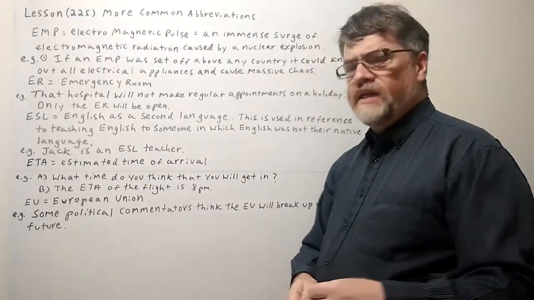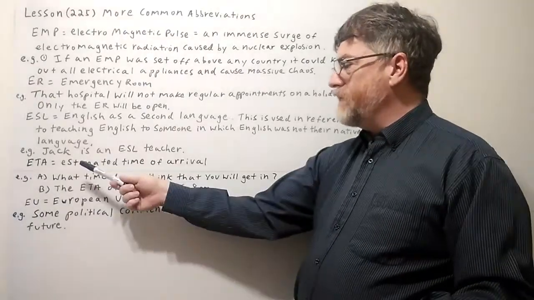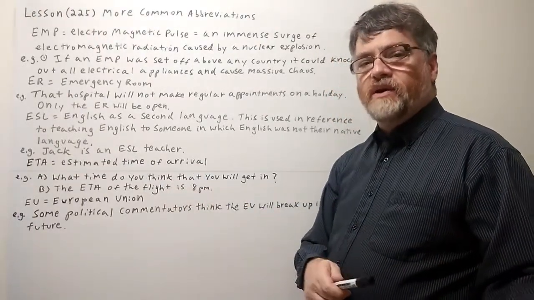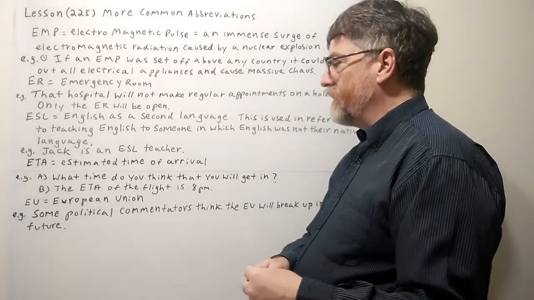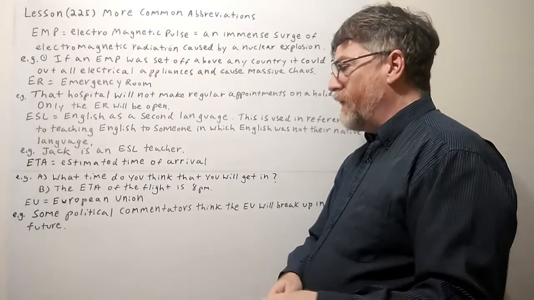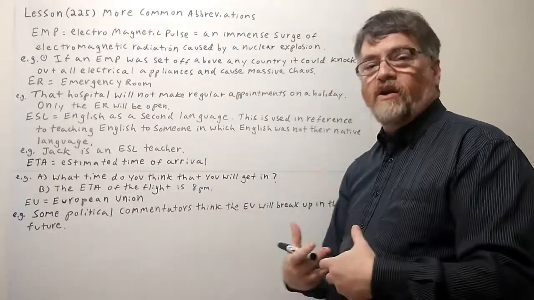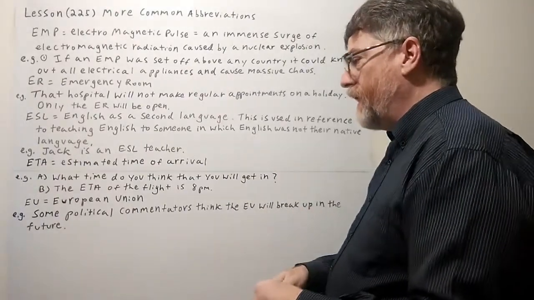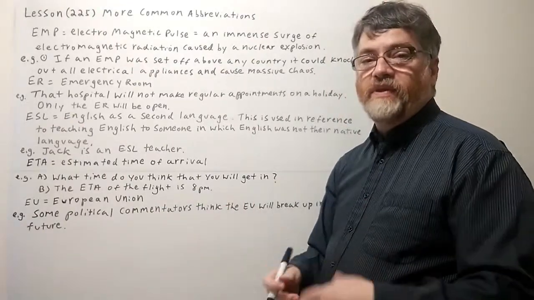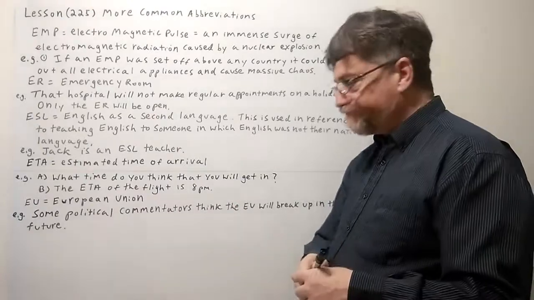ETA. I've seen that it could also be pronounced ETA too. But of course it stands for estimated time of arrival, probably mostly with airplane flights. So let's look at the first example here. With this one we have an A-B part. A might ask, what time do you think that you will get in? Get in meaning arrive, your flight. And B answers, the ETA of the flight is 8 p.m. or the ETA of the flight is 8 p.m. So you might hear either one.